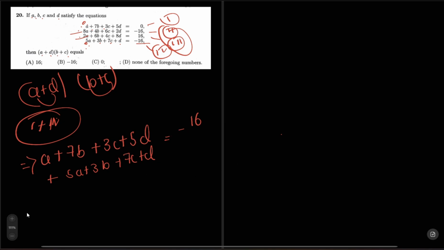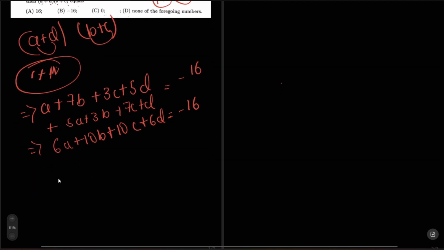Now how can we solve it? We can solve it by simply adding. It will be 6a plus 10b plus 10c plus 6d, which equals minus 16. Again, if you take out 6 and 10 as common, this will be 6 times (a plus d) plus 10 times (b plus c), which equals minus 16.